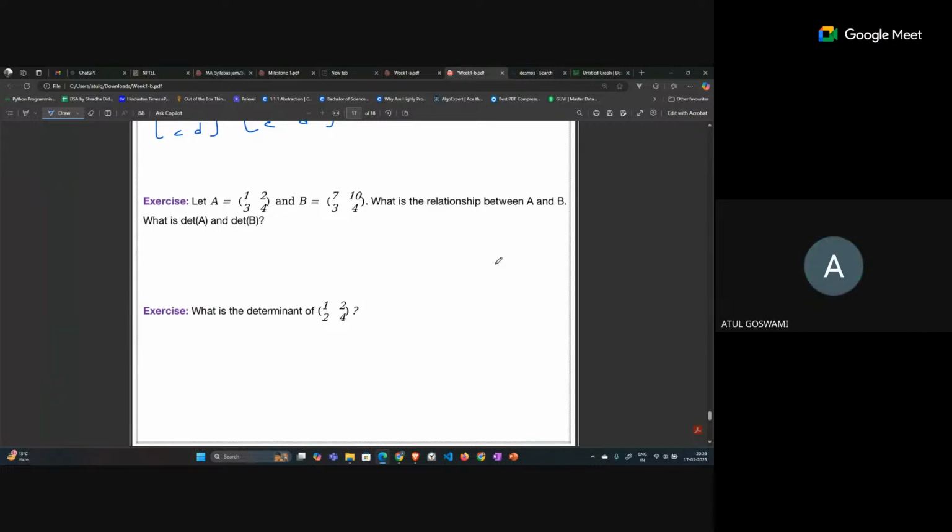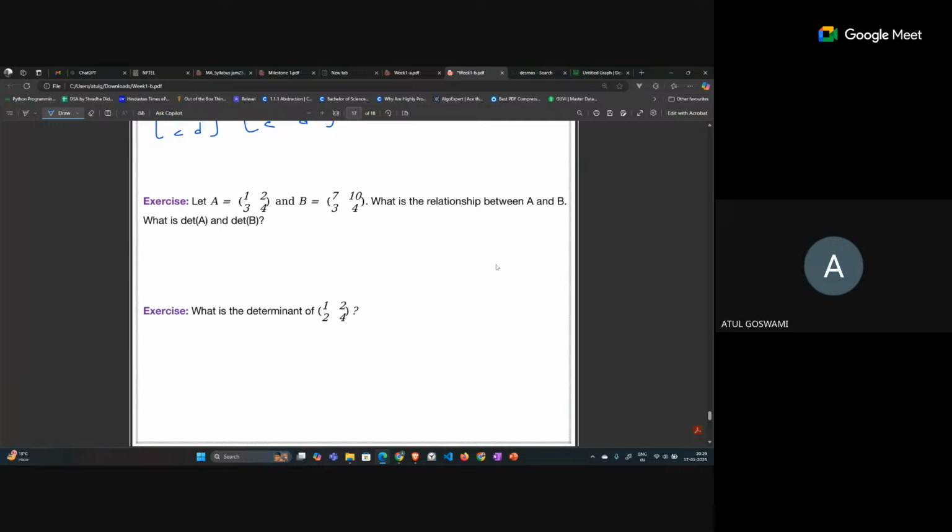Why is it the same? Because in B, it's a row operation basically. The second row multiplied by 2 is added to the first row. So the first row is changed by adding k times the second row, here 2 times. Yes, this is correct.